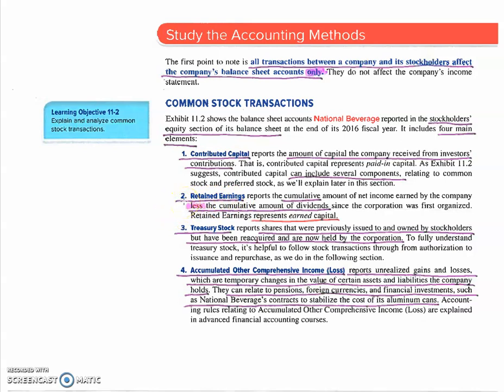So retained earnings is all of the earnings, or all of the net income, that the corporation has earned that has not been paid out to the owners as dividends. The way they say it here, it's the cumulative amount of net income earned by the company minus the cumulative amount of dividends that they have paid out since the corporation was first organized. Retained earnings represents what's called earned capital.